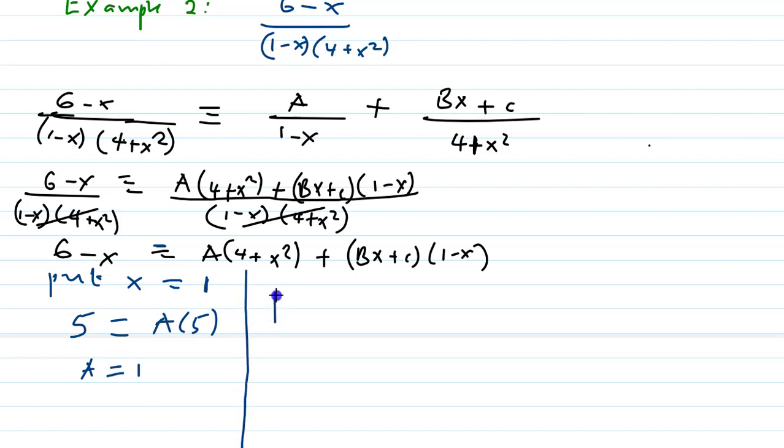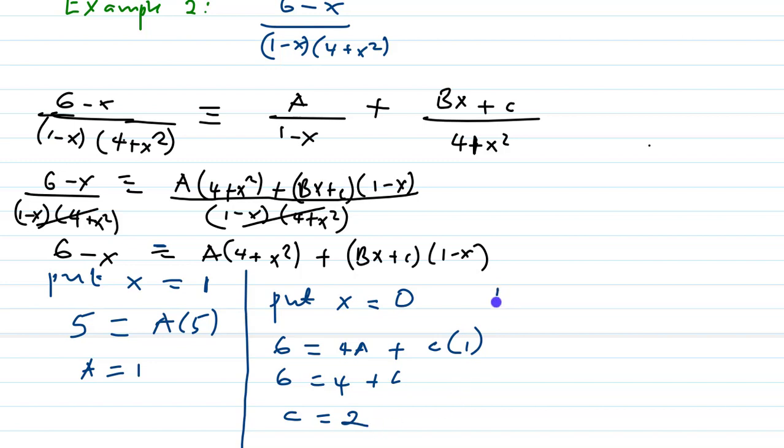Okay, good. Let's choose another value of x. Let's choose 0 because that's going to make this part, this b, be 0. So what do we have on the left hand side? We have 6 equals, if we put 0 here, we'll have 4A plus c into 1, right? But I know what A is. A is actually 1, so 6 equals 4 plus c, so c equals 2, right?